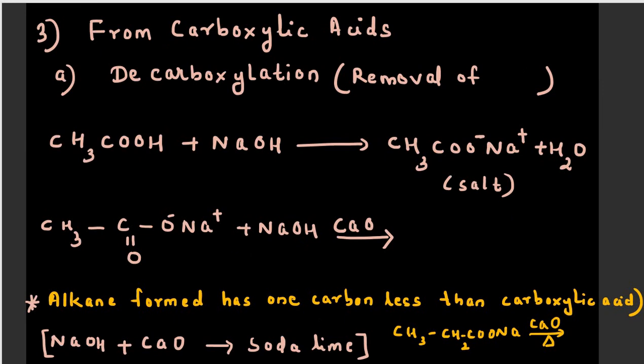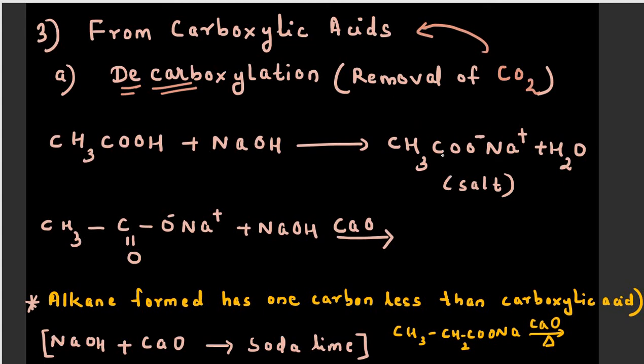Now moving on to our third type of preparation, that is from carboxylic acid. How to prepare alkanes from carboxylic acid? The very first method is decarboxylation. From the name itself it is clear. What do you mean by decarboxylation? It is the removal of carbon dioxide. The process of removal of CO2 from a carboxylic acid is known as decarboxylation.